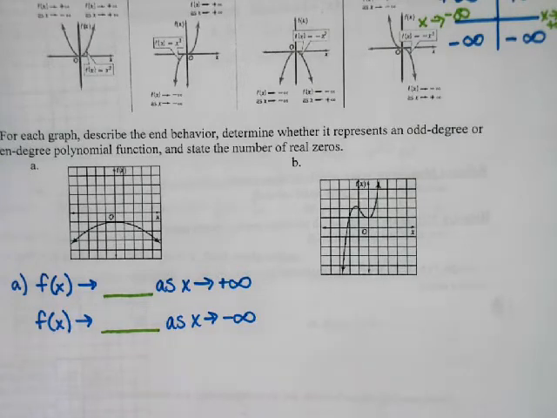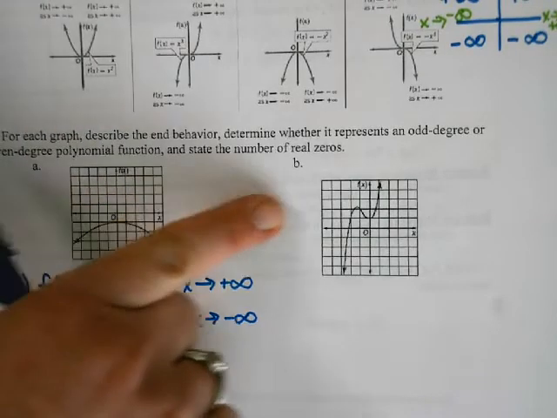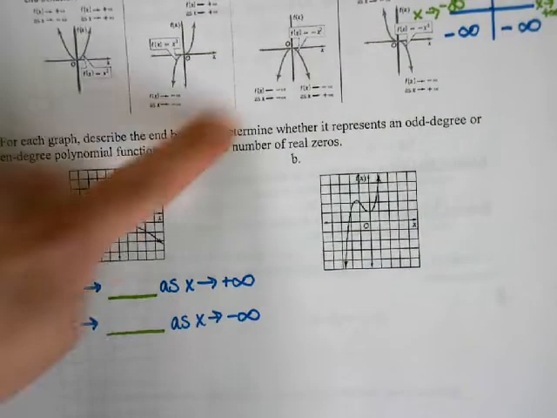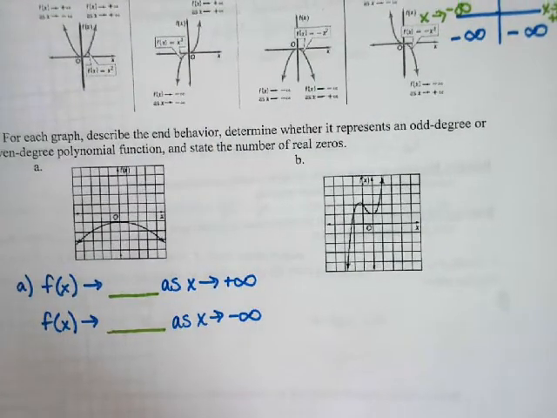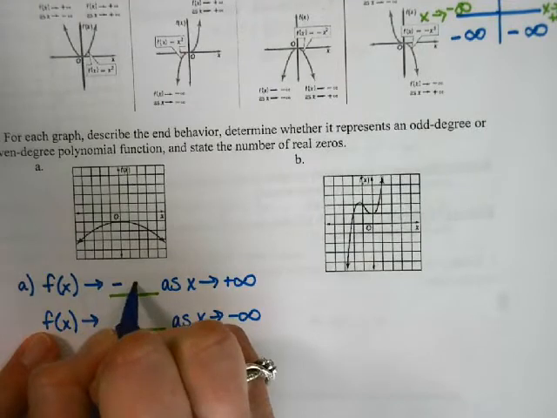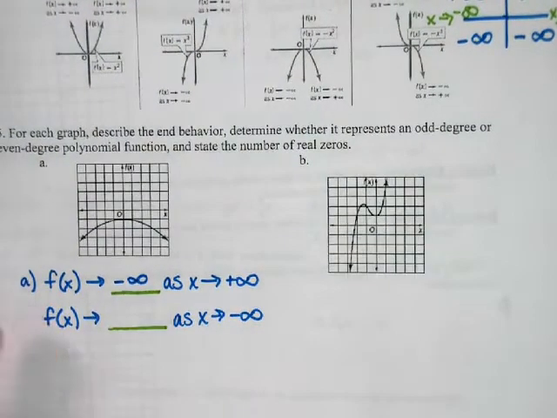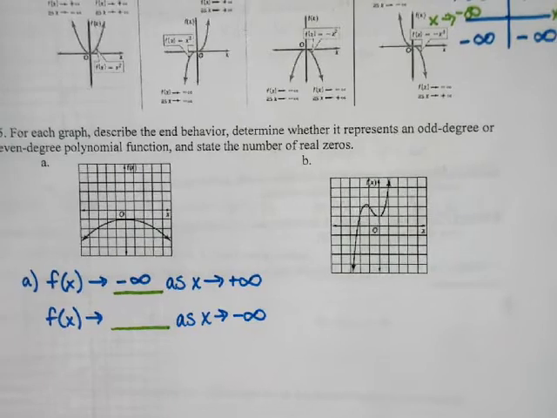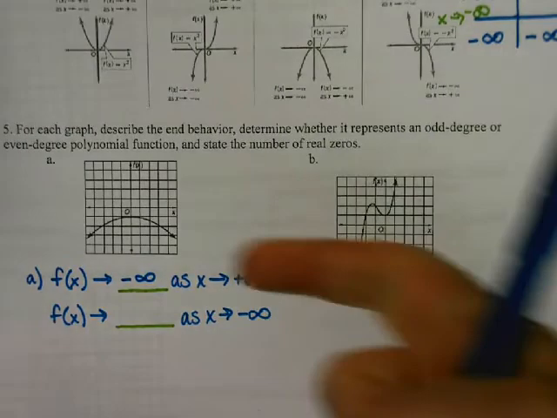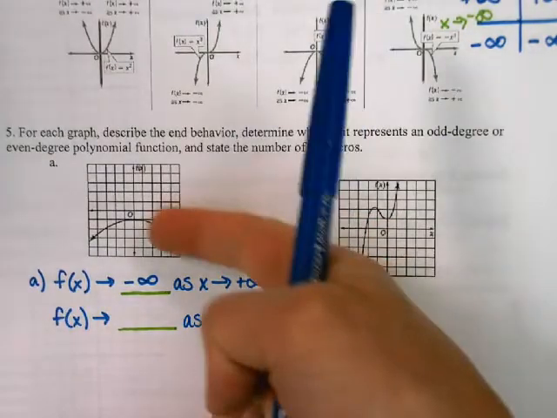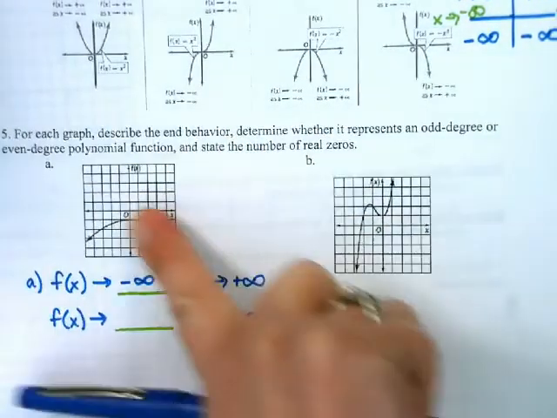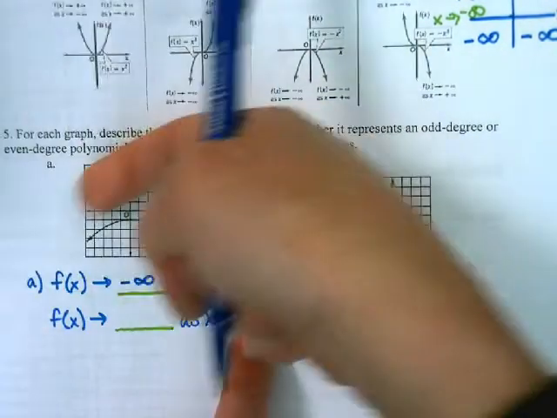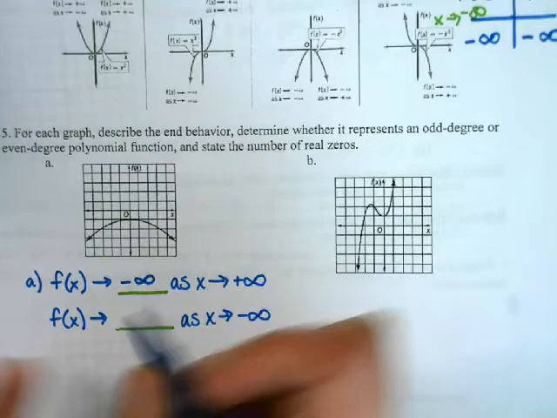Okay, so let's look at our graph. As my x's are increasing, is my graph going to positive infinity, or is my graph going towards negative infinity? Negative. Okay. As x goes to negative infinity, so negative infinity is this way, so as I'm going to negative infinity, is my graph going positive infinity or negative infinity? Negative infinity.